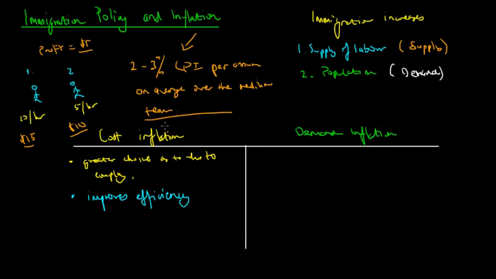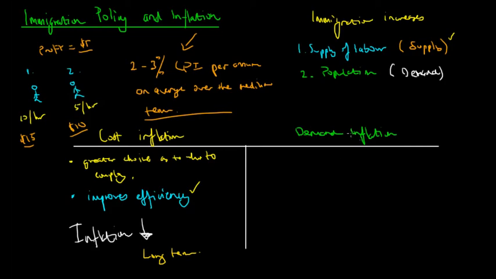So that's the main idea relating to cost inflation, is that A, there is a greater supply of labour, and B, there is an increase in efficiency. So in theory, inflation would go down, correct? So that is the argument of how immigration policy can decrease inflation in the long term.